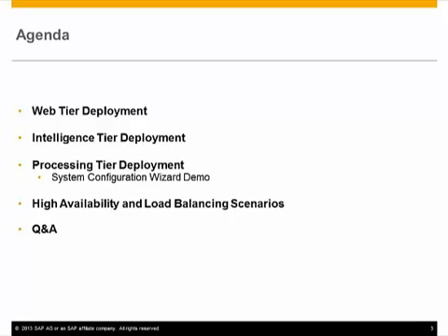As a group within the development organization, we're going to be covering some BI4 deployment best practices today. Looking at the agenda, we'll start off by talking about best practices and tips and tricks that you need to follow when deploying your web tier as well as your intelligence tier. We'll then move on to deploying and configuring your processing tier. In this section, I'm hoping to do a demo if everything goes well. To close it all off, we'll look at some examples of high availability and load balanced BI 4.1 systems.